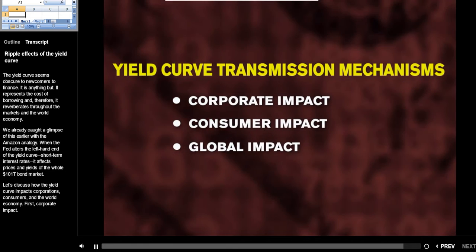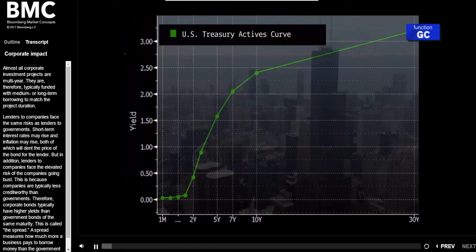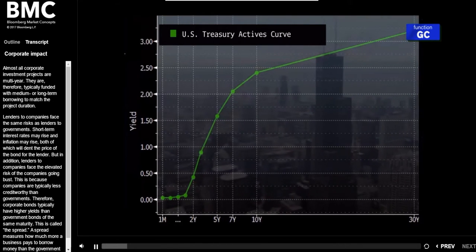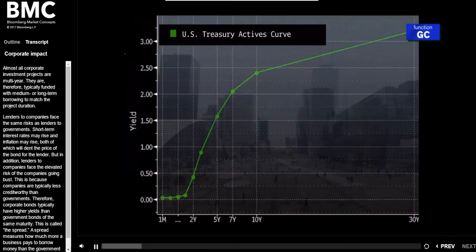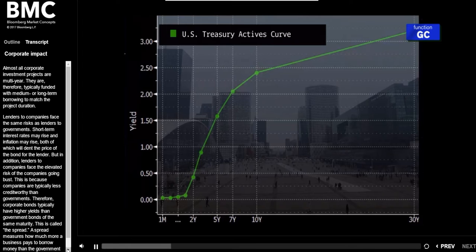First, corporate impact. Almost all corporate investment projects are multi-year. They are therefore typically funded with medium or long-term borrowing to match the project duration.